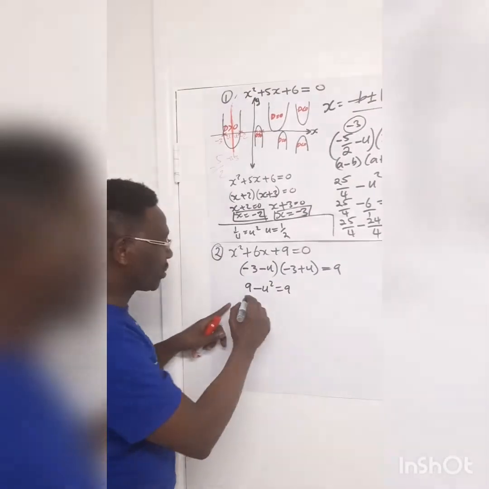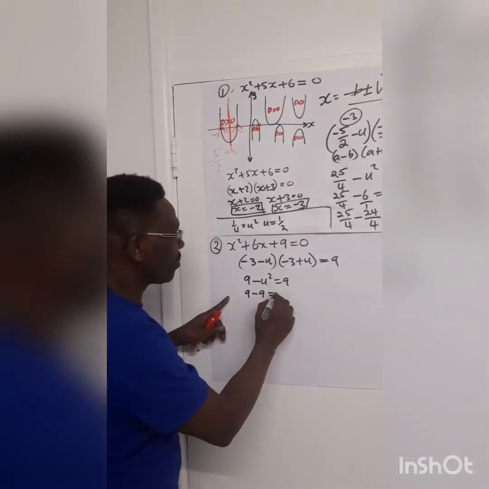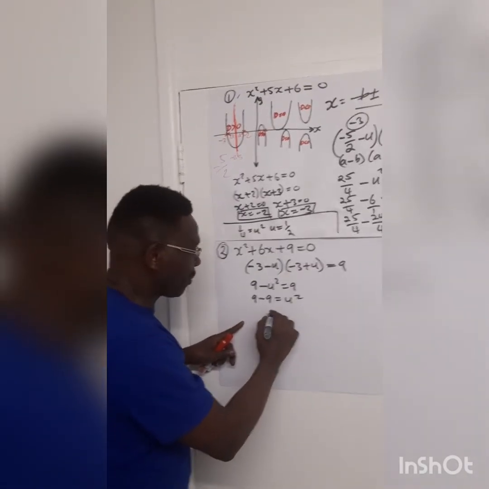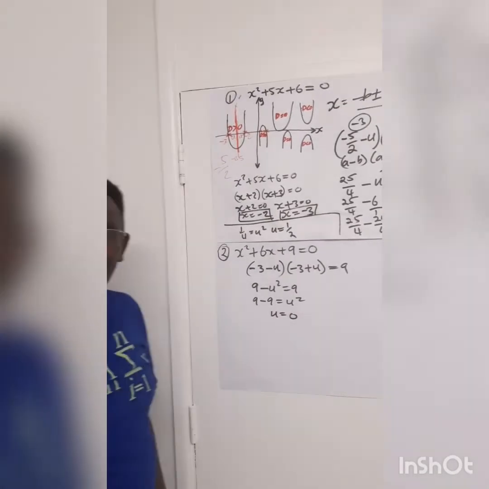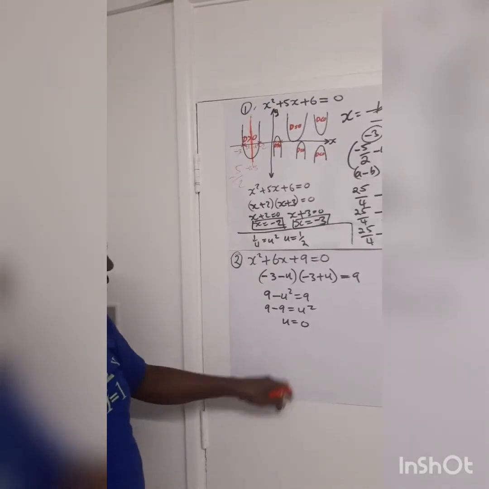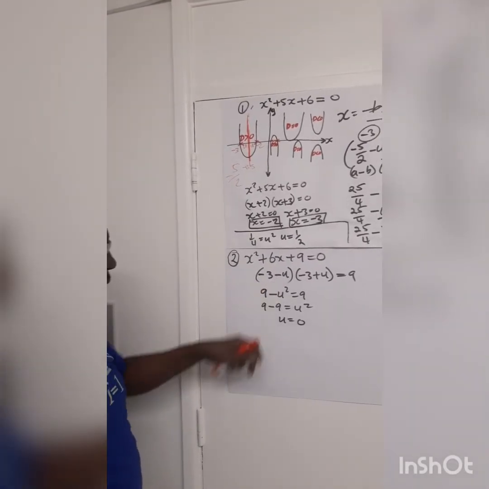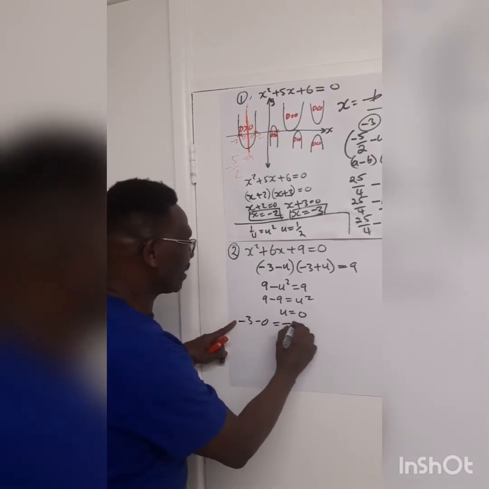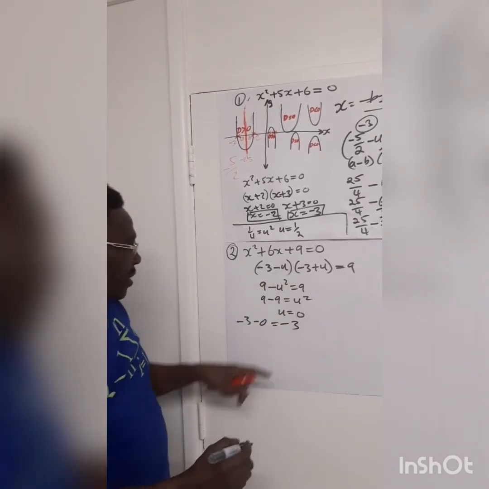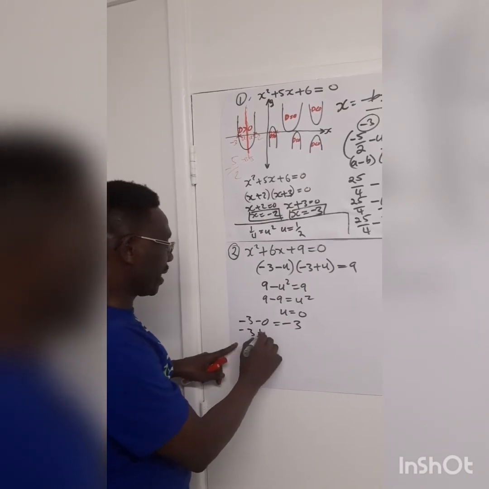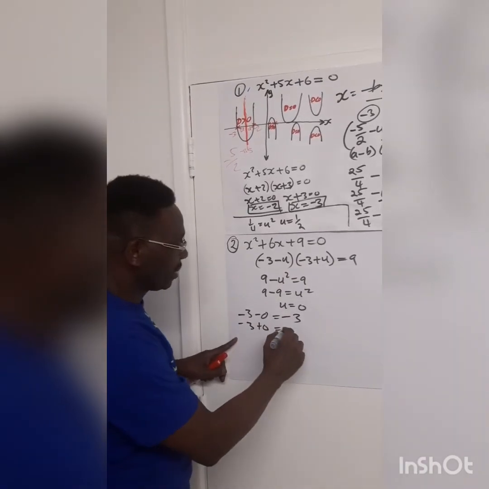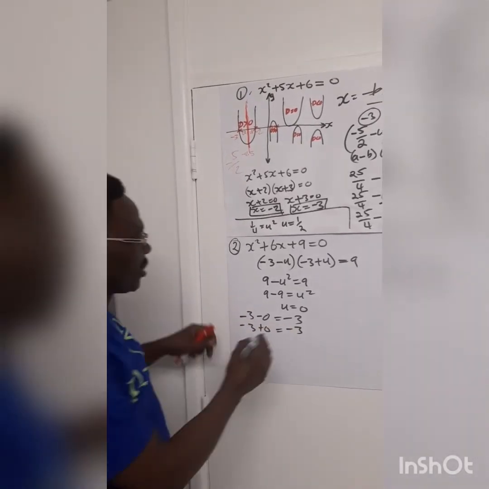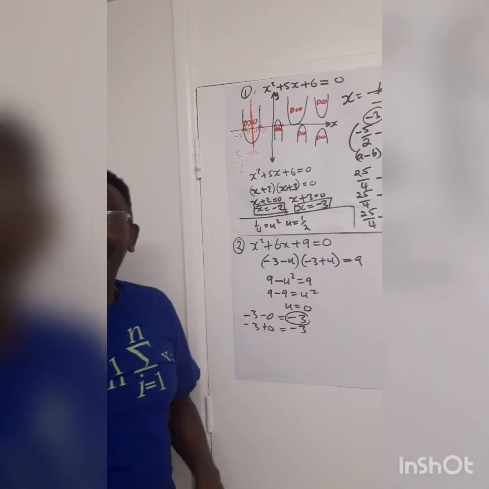And we can swap this. So we have 9 minus 9 equals u squared, and 0 equals u squared. Therefore, u equals 0. If u equals 0, then I need to substitute here. So negative 3 minus 0 is negative 3, and we've got negative 3 plus 0 equals negative 3. So the solution to this is just negative 3.